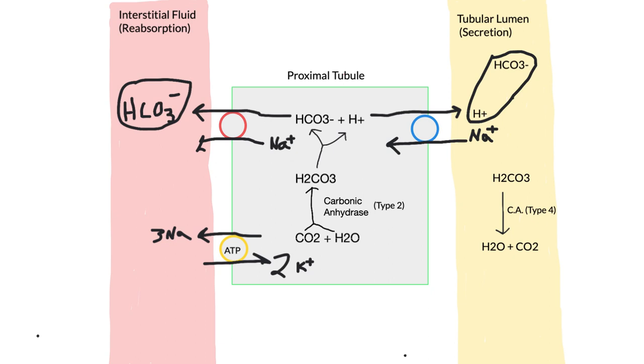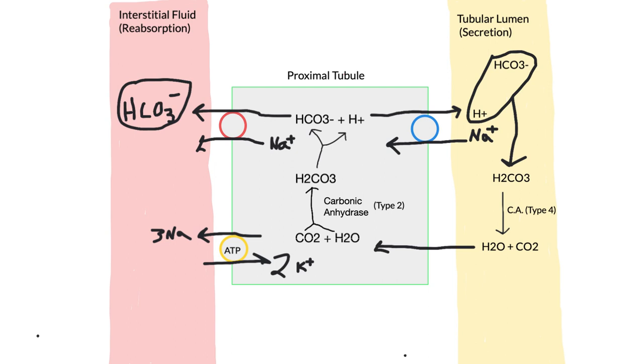and they're going to combine into our carbonic acid. Now this is essentially just a reversal of our original reaction, as our carbonic acid is going to be broken down by carbonic anhydrase type 4 into water and carbon dioxide. Now these products are going to be recycled back into the cell so that we can start up another round of this reaction.